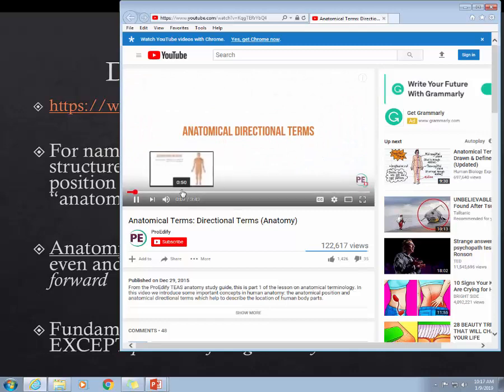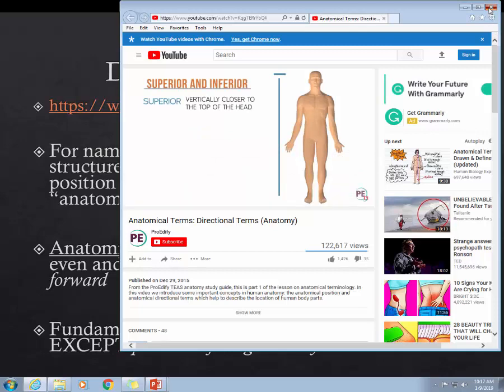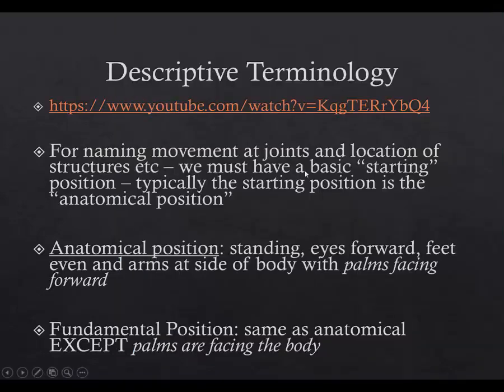In this video, we'll be discussing vertically closer to the top of the head in the anatomical position. For naming movements at joints and the location of structures, we must have a basic starting position.